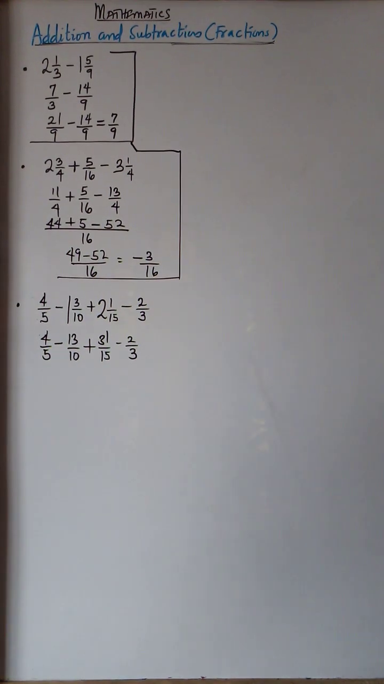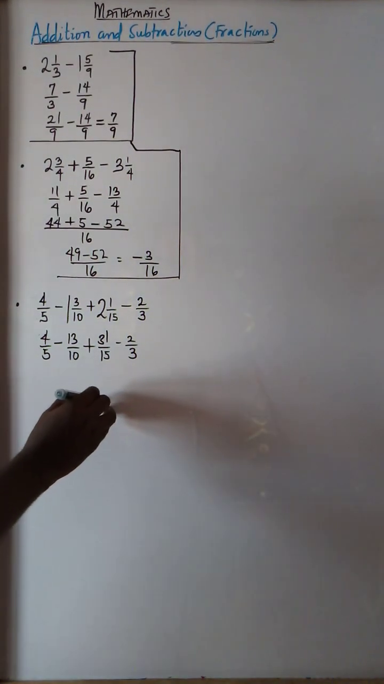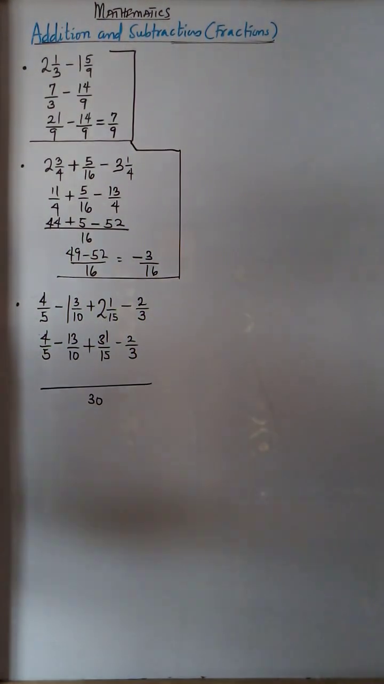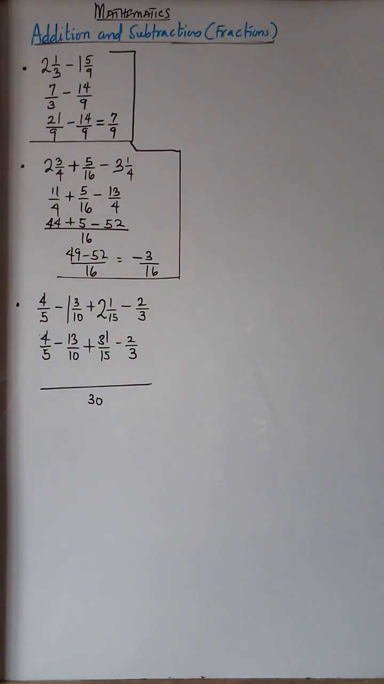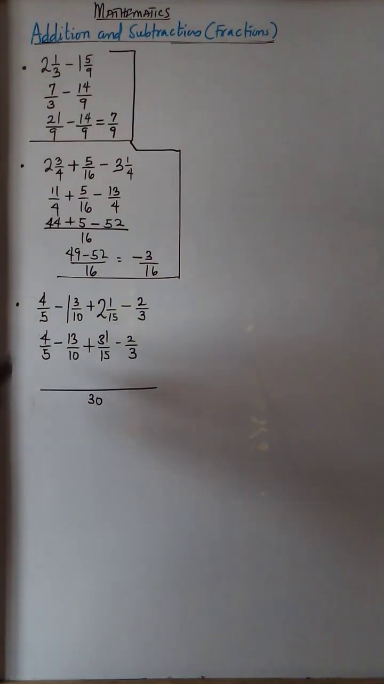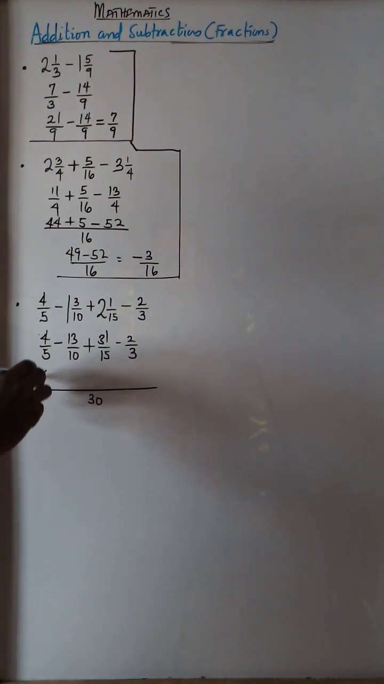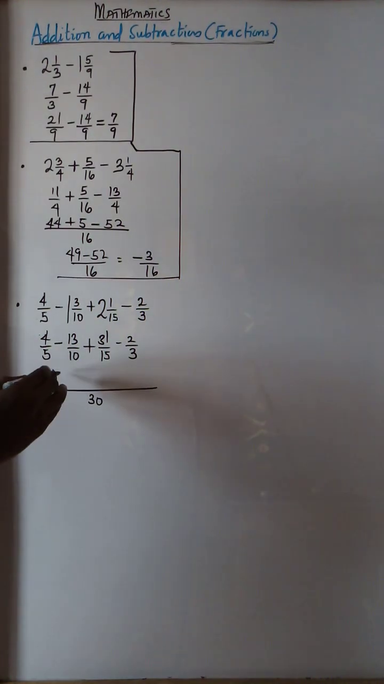You can also decide to use the traditional method. You get the LCM to be 30. Then 5 in 30 will give us 6. So the 6 multiplies the 4. That's 6 times 4. Then we have minus here.